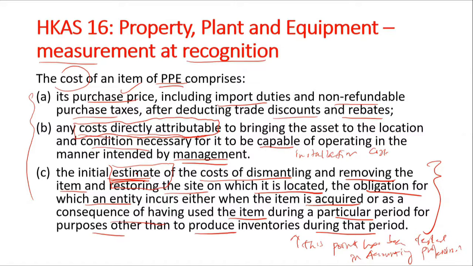So these would be the three types of costs that you would be capitalizing or recognizing in the cost of the PPE. That is the purchase price here, any directly attributable cost, any costs that are directly attributable, and initial estimate of cost of dismantling and removing the item, right? So these would be the three types of costs that you would take into consideration when recognizing an asset on your statement of financial position.